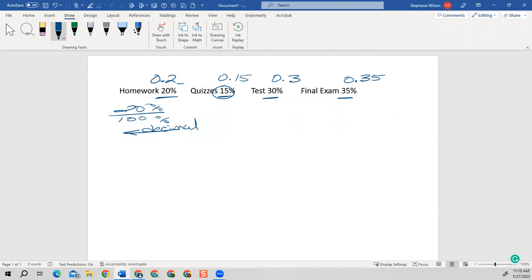Now let's write our formula. I'm going to let G represent my total grade average. And I'm going to say 0.2 times H for homework plus 0.15 times Q for quiz plus 0.3 times T for test plus 0.35. We haven't used F. Use F for final exam.